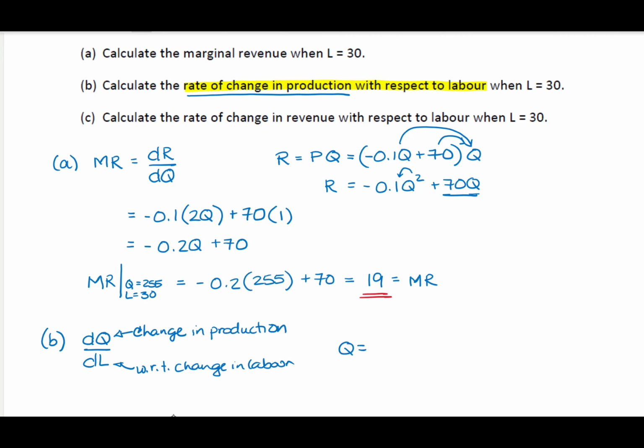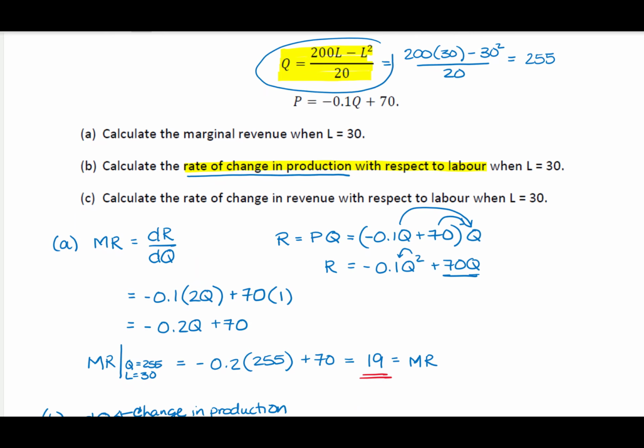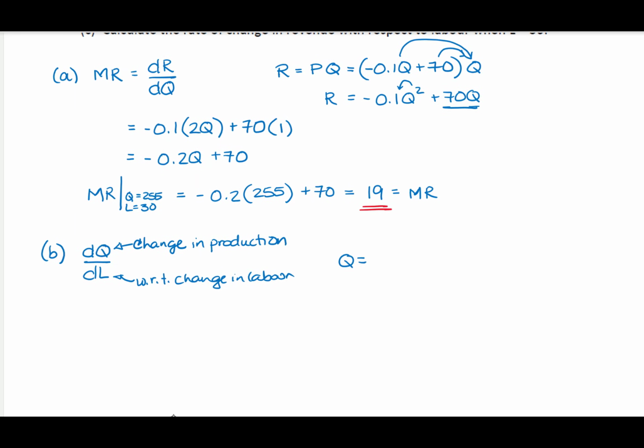And I want it in terms of labor in order to be able to do the derivative, or I'll have to do some other fancier stuff. That is given to me already right here, so I'm going to rewrite it down here. It's 200L minus L squared all over 20. Now, before I go about doing this derivative, I see that I have a fairly simple denominator.